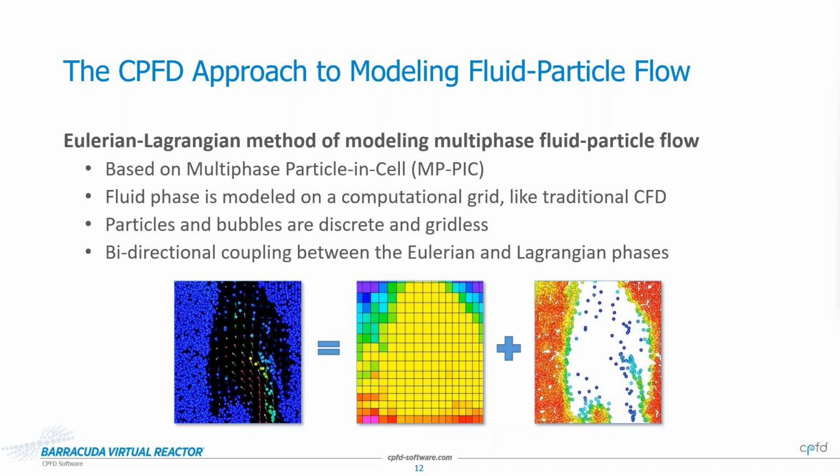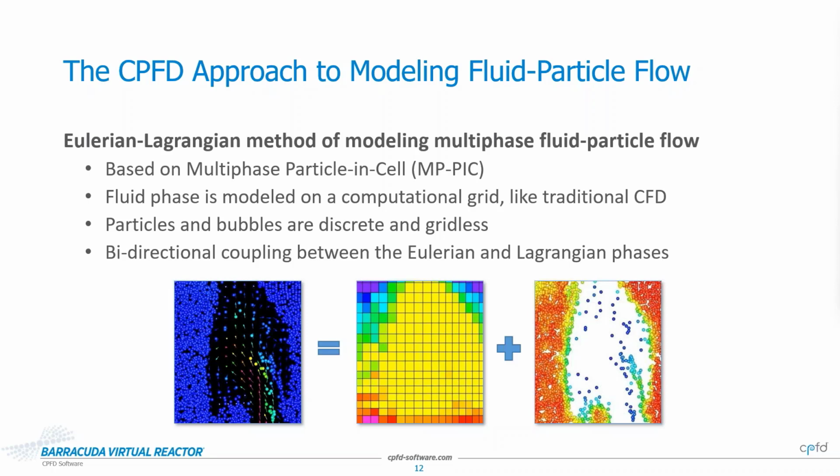The CPFD approach used to model multi-phase fluid particle flow in Barracuda Virtual Reactor is an Eulerian-Lagrangian method. Building upon a unique heritage from Los Alamos National Laboratory, CPFD software expanded fluid flow modeling to the simulation of industrial-scale fluid particle systems, leveraging the 3D MPPIC approach. The fluid phase is modeled with the Eulerian approach, which means it is treated as a continuous domain and is solved using a Navier-Stokes approach on a computational grid.